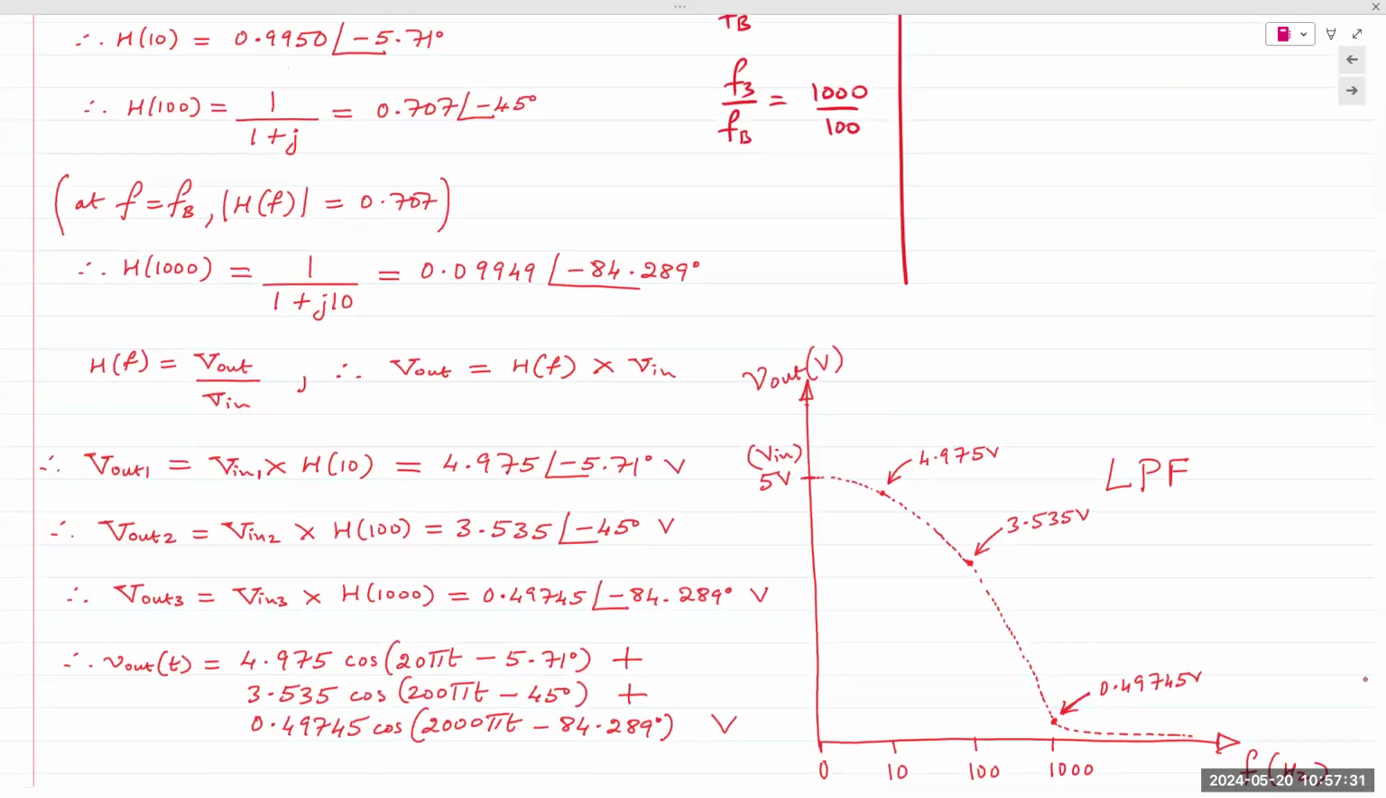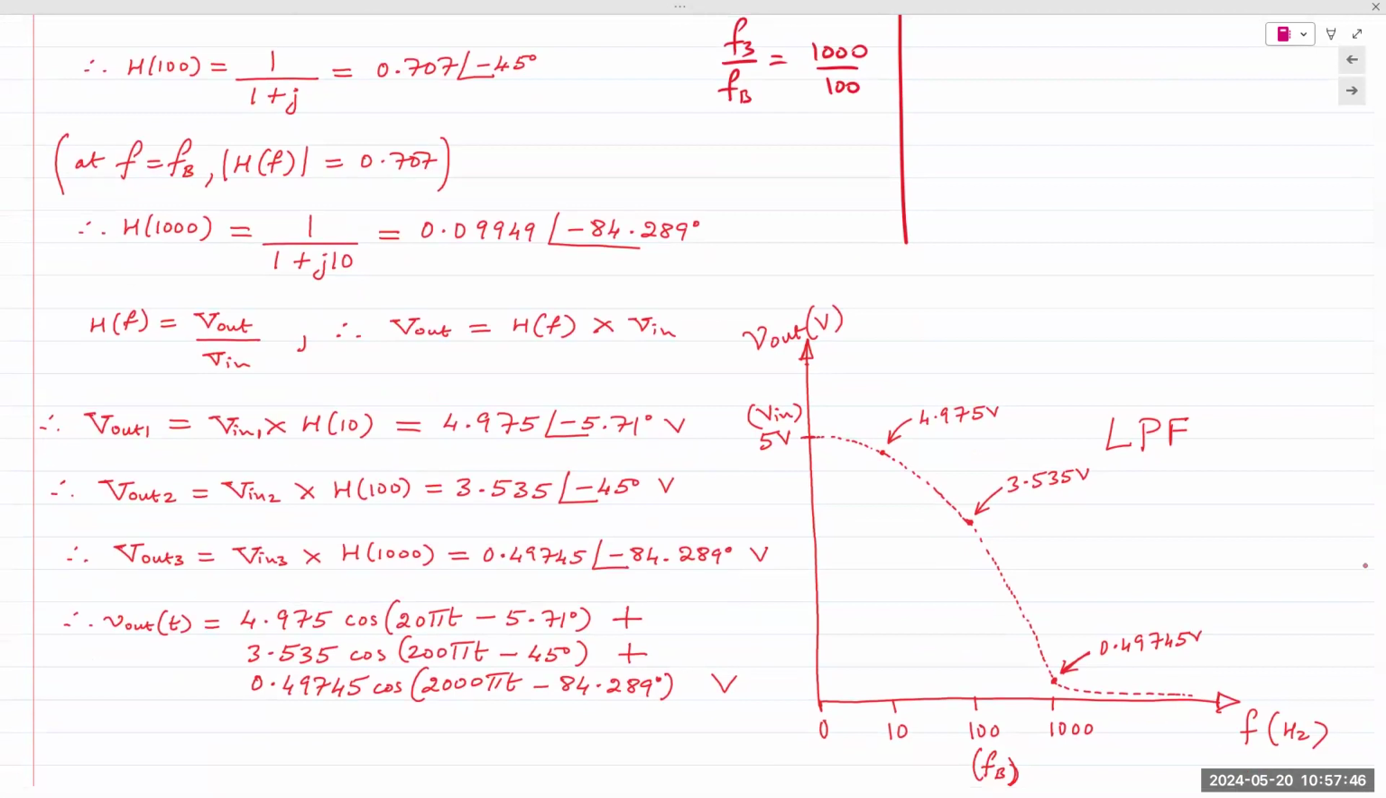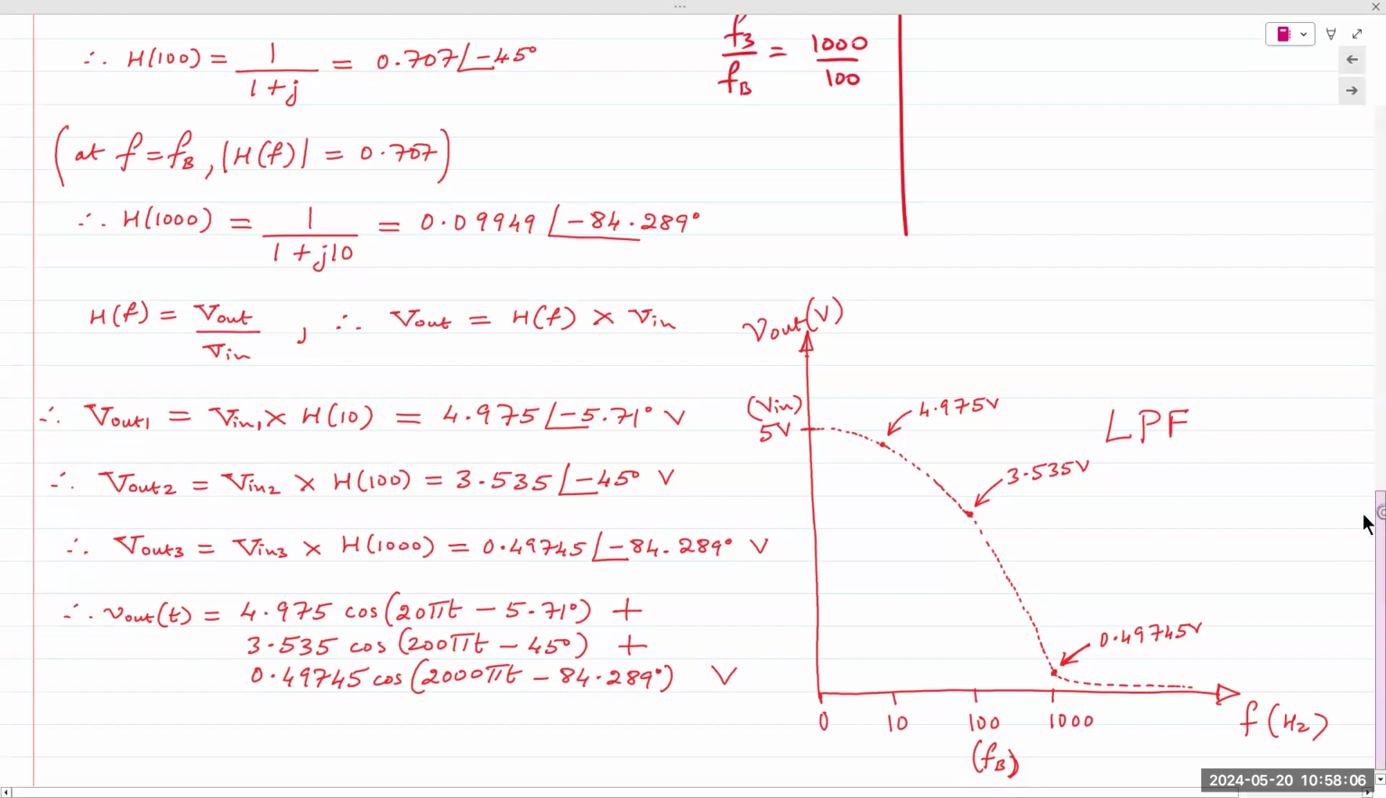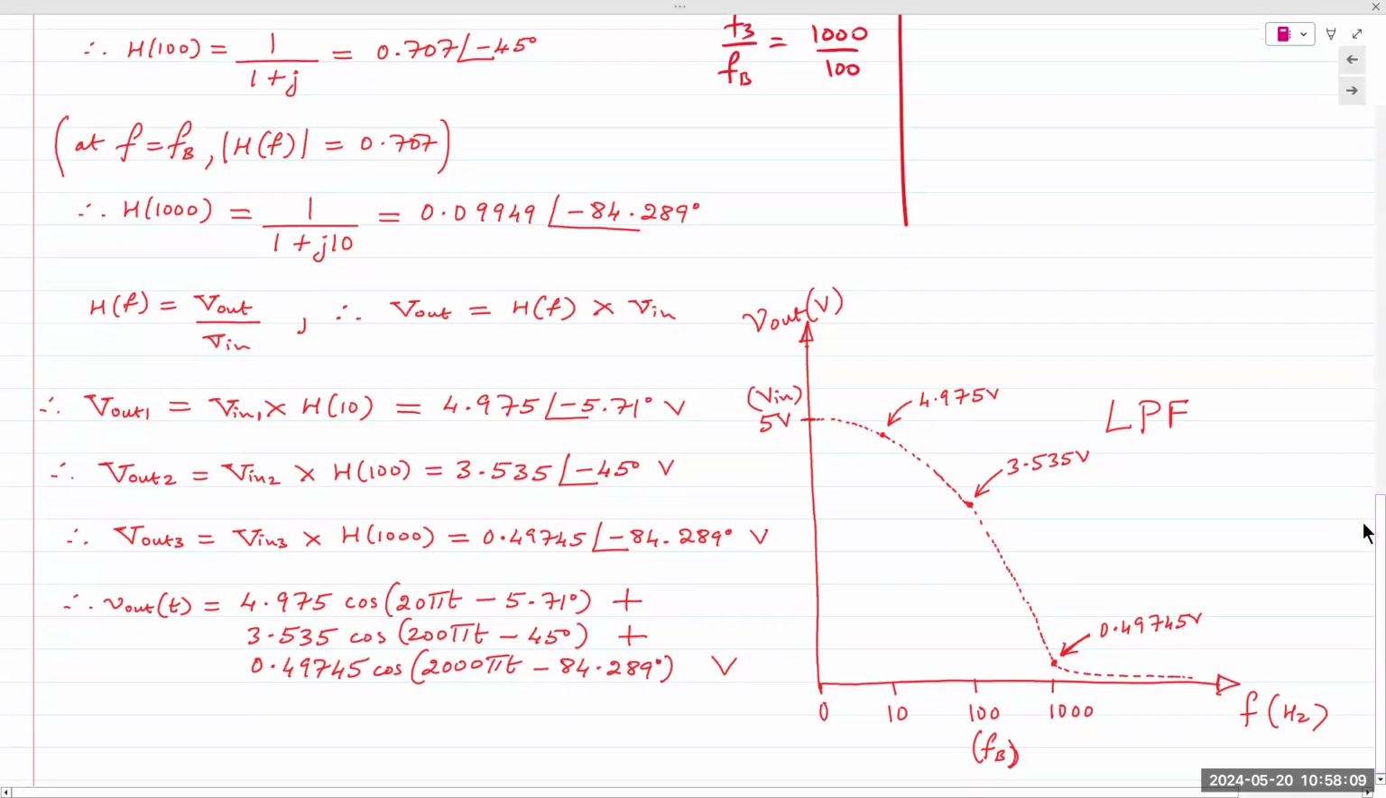And then H of 1000, of course, is very diminished, right? As it should be. It's a low pass filter, meaning higher frequencies should be completely attenuated or diminished. Once you have H of f at each one of these frequencies, apply the standard equation: V out is H of f times V in, phasor form. You calculate all values and you obtain the magnitude and the phase at each one of these frequencies. Final answer is asked as V out of t, and so you perform an inverse phasor transform, and you write out the final answer.